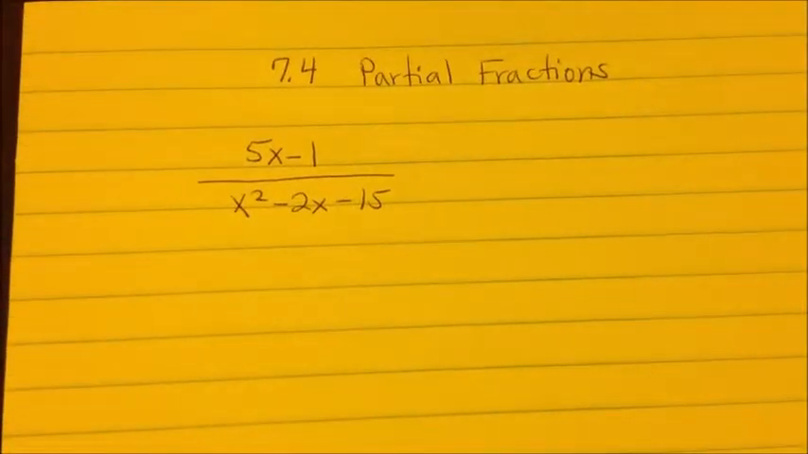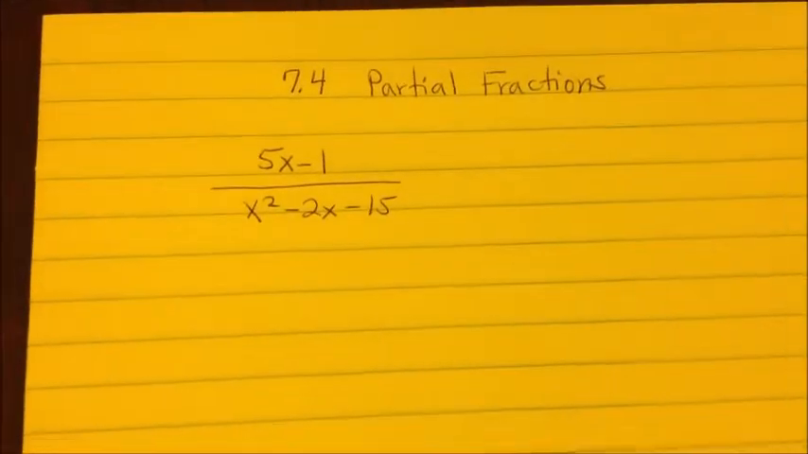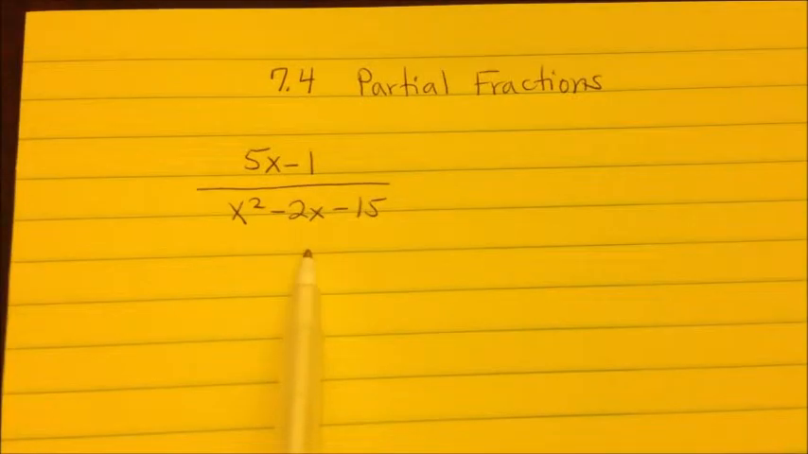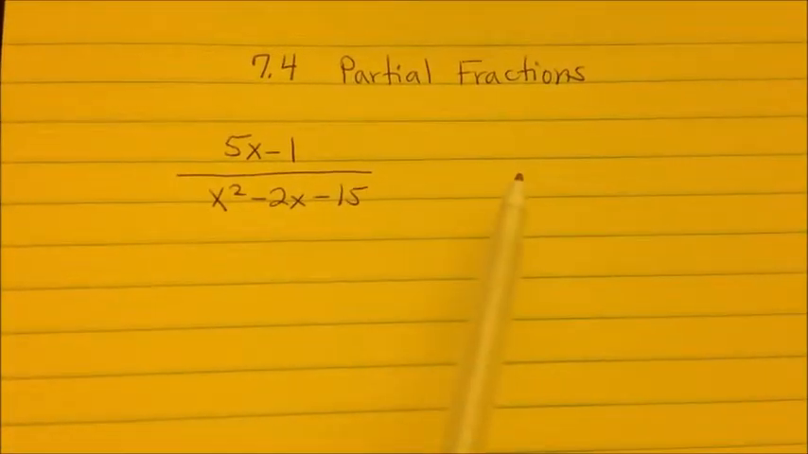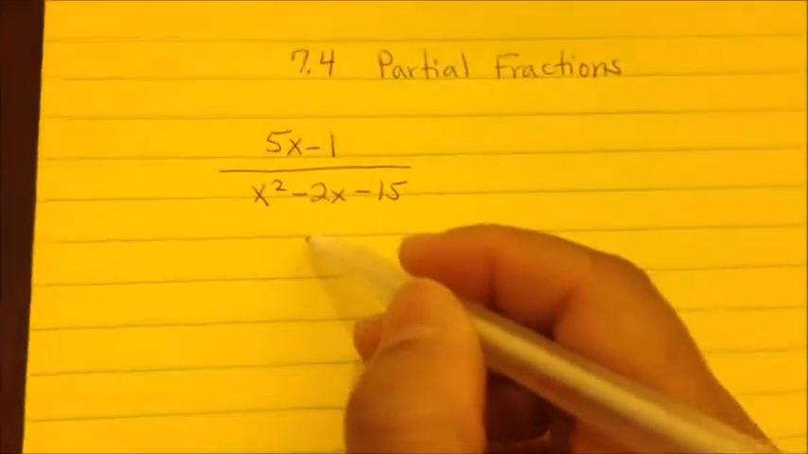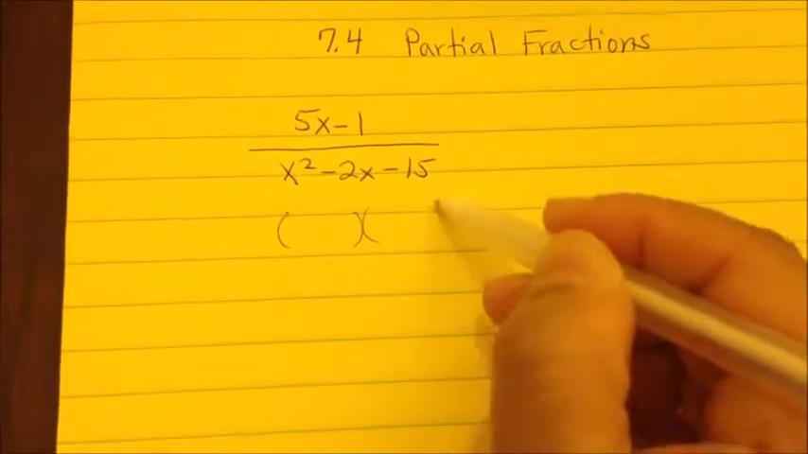This section is on 7.4 partial fractions. So we're going to take a rational equation like this and we're going to split it up into two parts and get the partial fractions for that. So what I need to do then is do a binomial factoring for the denominator.